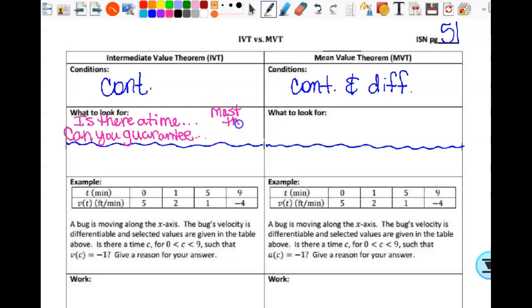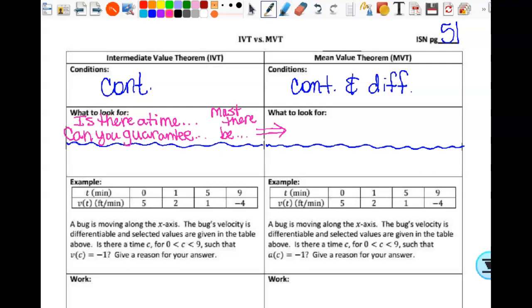Must there be, okay, must there be... So those kinds of things. Is there a time? Can you guarantee? Must there be? Those types of questions work for both of them, actually. So what that tells you is that it is a theorem type of question. If we're going to guarantee and that sort of thing, then it's one of your MVT or IVT, which gets you thinking maybe it's this one.